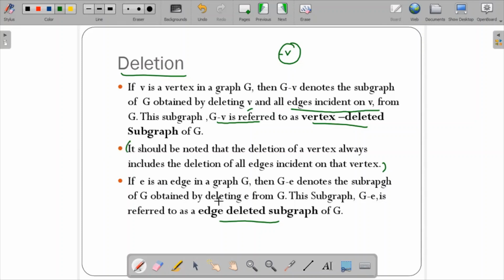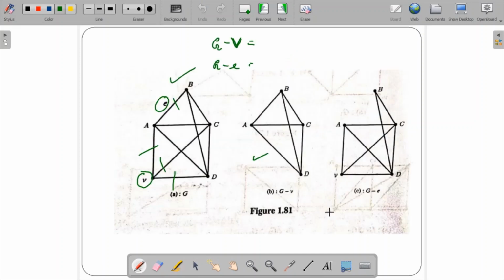And edge deletion is nothing but, if E is an edge in the graph, then G minus E denotes the subgraph of G obtained by deleting E from G. Then this subgraph G minus E is referred to as an edge deleted subgraph of G. So this is an example for the graph, and this is an example for the vertex deleted subgraph, and this is an example for the edge deleted subgraph.